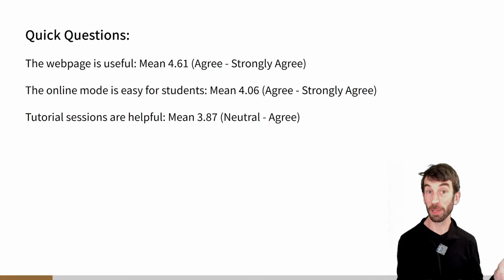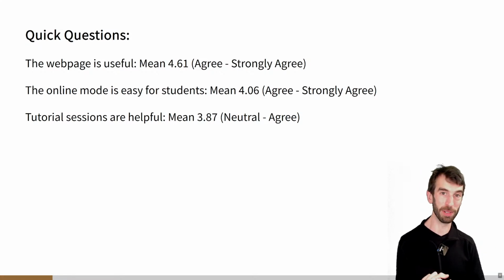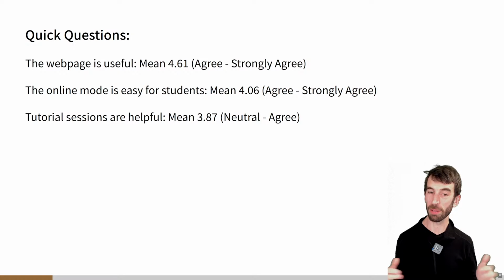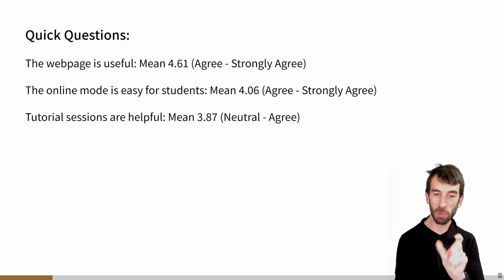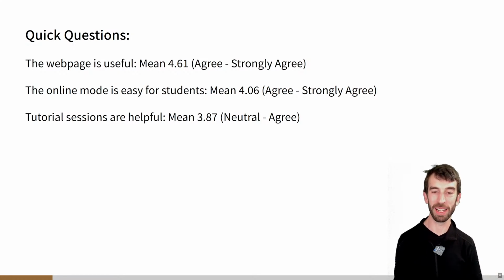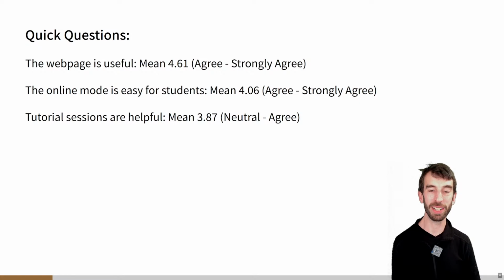That suggests most people are finding the website useful. No one who answered this question said it was terrible, which was good. Next question, the online mode is easy for students. The mean was 4.06, so more towards agree. There are not so many folks saying strongly agree. There are some folks saying neutral, giving a 3 out of 5.